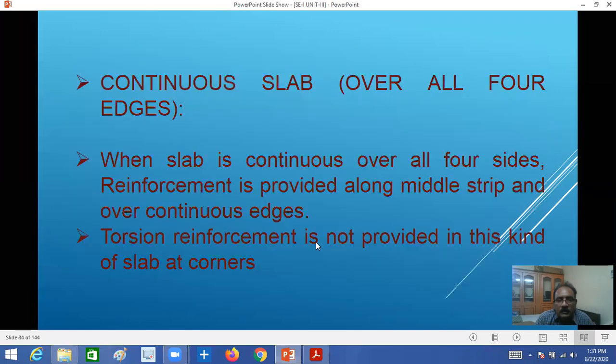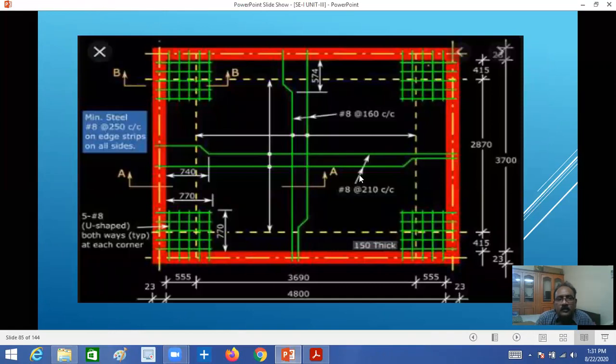So design as per class. Continuous slabs over 4 edges. When a slab is continuous over all 4 edges, reinforcement is provided along the middle strip and over the continuous edge. Torsion reinforcement is not provided in this kind of slab. In continuous slabs, torsion reinforcement is not required. In simply supported slabs, you have to provide it like this.